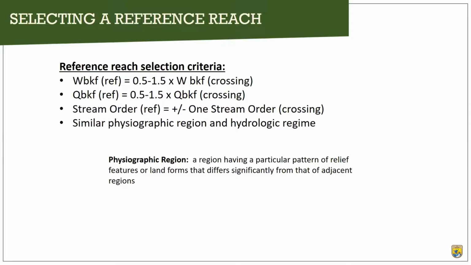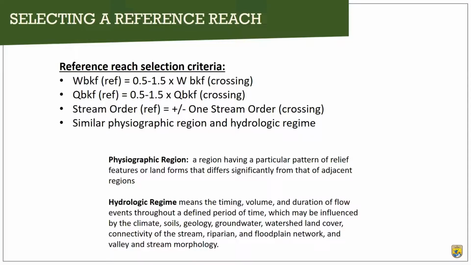The physiographic region is a region having a particular pattern of relief features or landforms that differ significantly from that of adjacent regions. And the hydrologic regime means the timing, volume, and duration of flow events throughout a defined period of time, which may be influenced by the climate, soils, geology, groundwater, watershed land cover, connectivity of the stream, riparian area and floodplain network, and valley and stream morphology. So a lot of those concepts that Franklin just covered.